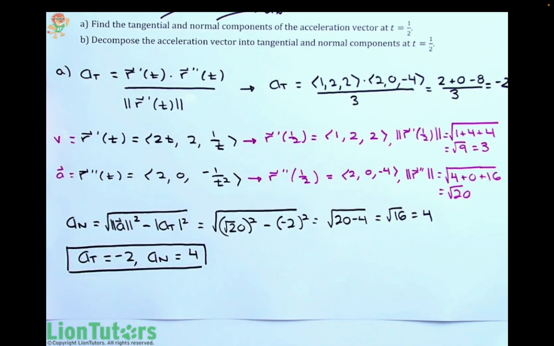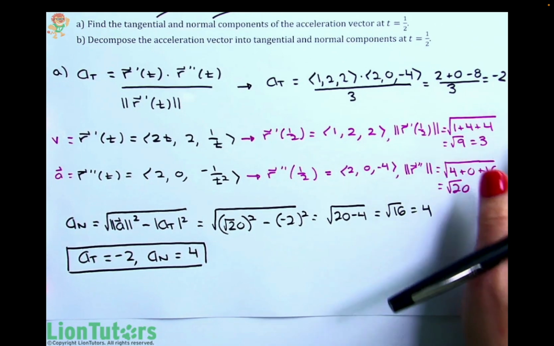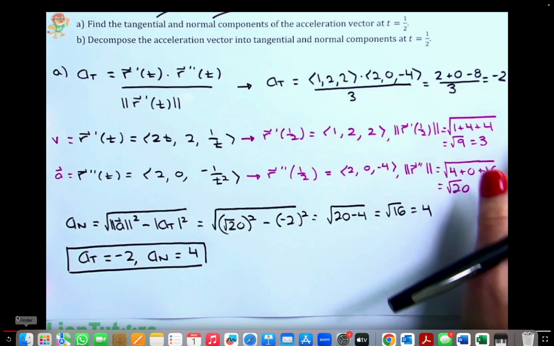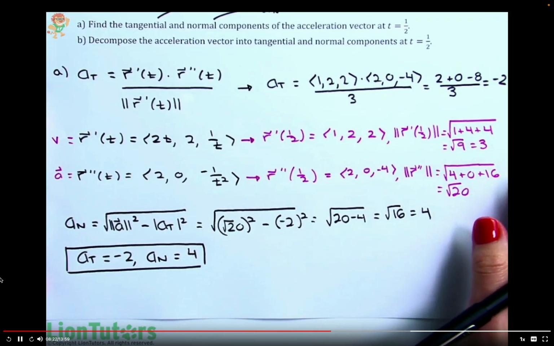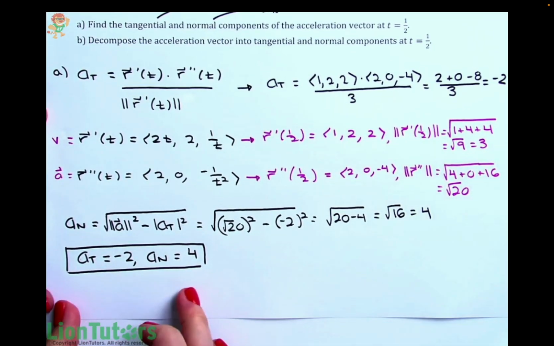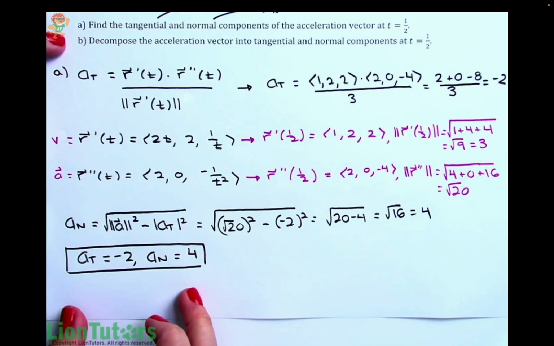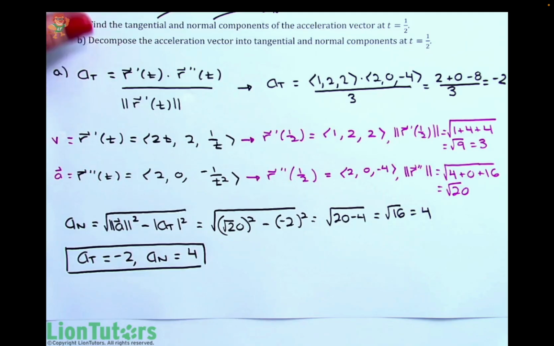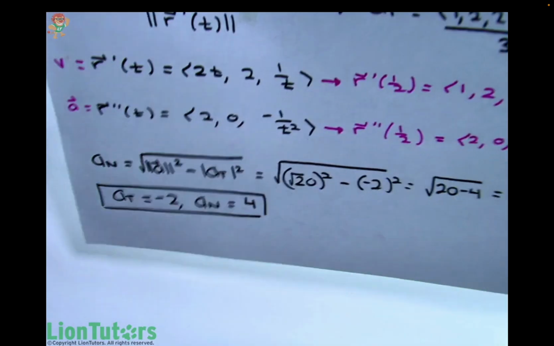And a lot of times, this is where they will tell you to stop. Honestly, if you can get to this point here, then just decomposing the entire acceleration vector like we're going to do in part B, there's really nothing more to it. It's just a lot of arithmetic at this point, but we're going to go ahead and do it anyway.